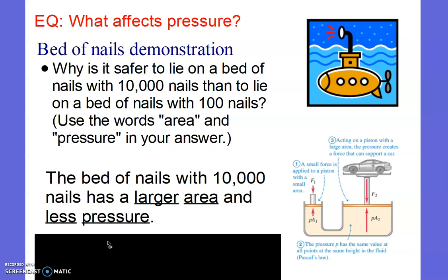If we continue to increase, if we have 10,000 nails, that means each nail only has to support 10,000th the amount of your weight. So the more nails you have, the less of your body weight each nail has to support. So more nails is actually better for you in terms of pressure. If you had an infinite amount of nails, it would be no different than laying down on a flat table. There's so many nails that it's just like a solid surface.